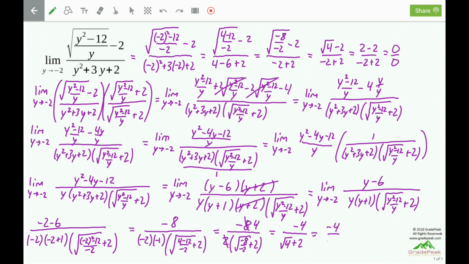So we have negative 4 over the square root of 4, which is 2, plus 2. We have negative 4 divided by 4. The 4's can cancel, leaving us with a negative 1.